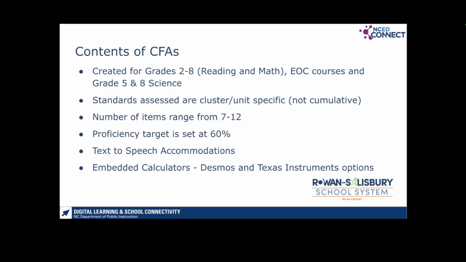Depending on the cluster or the unit, the number of items on each CFA ranges from somewhere between 7 to 12. Usually on the English or the reading end, that encompasses about 2 passages. So we set our proficiency target at 60%. And after the option for read aloud became available for our math and science EOGs and EOCs last year, we added the text to speech accommodation for all of our math and science CFAs. So that's available for all teachers if students so choose.